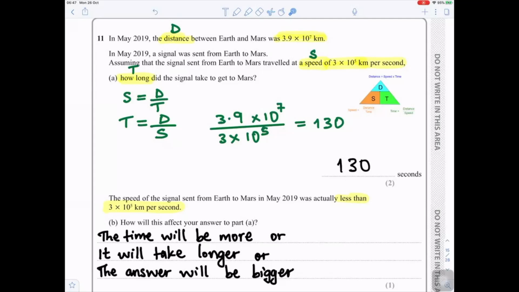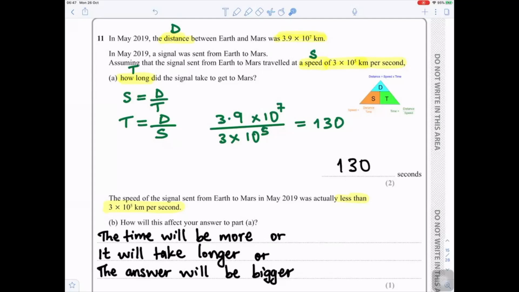Next part. The speed of the signal sent from Earth to Mars in May 2019 was actually less than 3 times 10 to the 5 kilometers per second. How will this affect your answer to part B? If that speed, which is in the denominator, is less, the time will be more, or it will take longer, or the answer will be bigger.